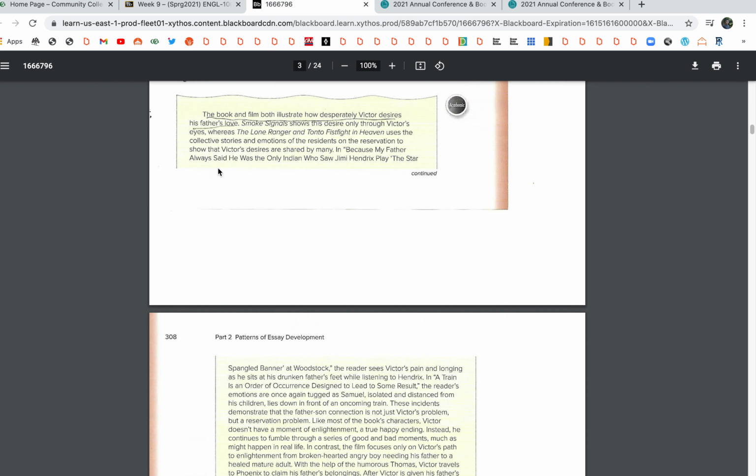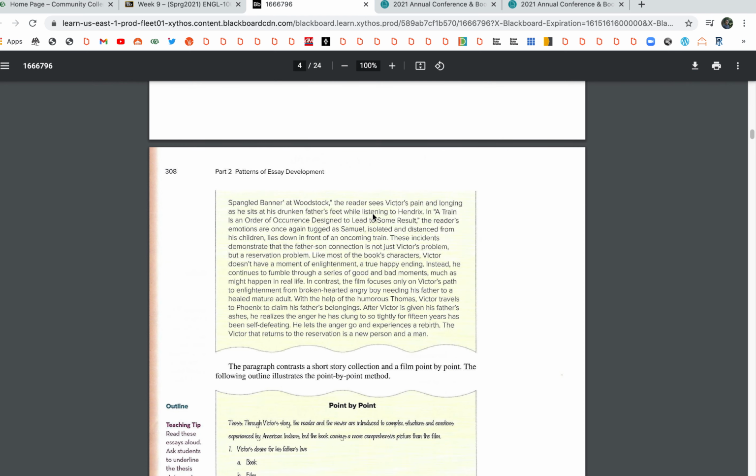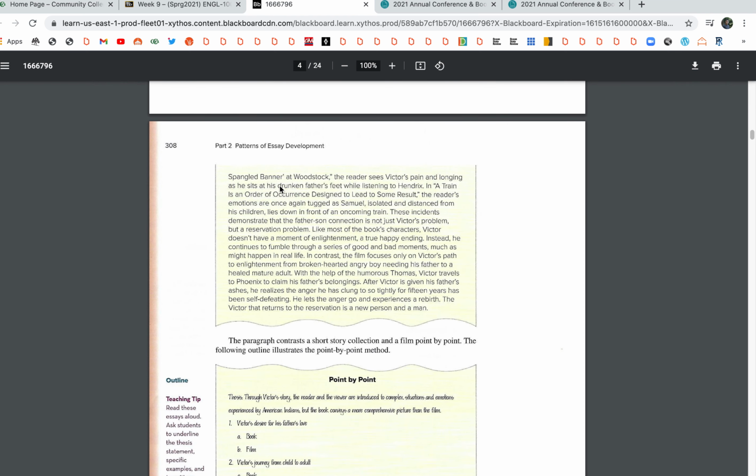And because my father always said he was the only Indian who saw Jimi Hendrix play the Star-Spangled Banner at Woodstock, the reader sees Victor's pain and longing as he sits at his drunken father's feet while listening to Hendrix. In A Train is an order of occurrence designed to lead to some result, the reader's emotions are once again tugged as Samuel, isolated and distanced from his children, lies down in front of an oncoming train. These incidents demonstrate that the father-son connection is not just Victor's problem, but a reservation problem.